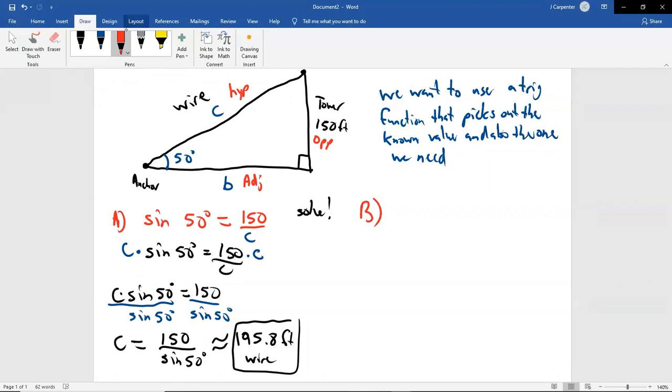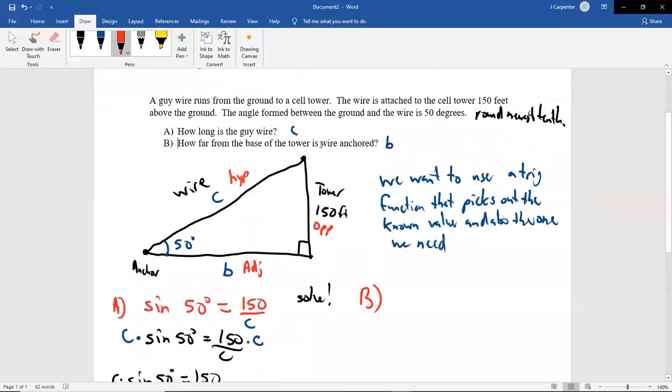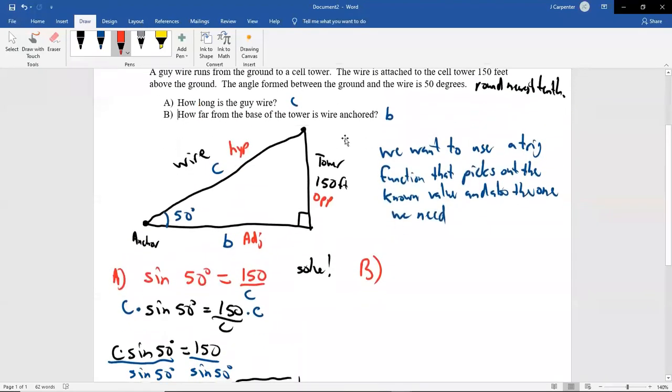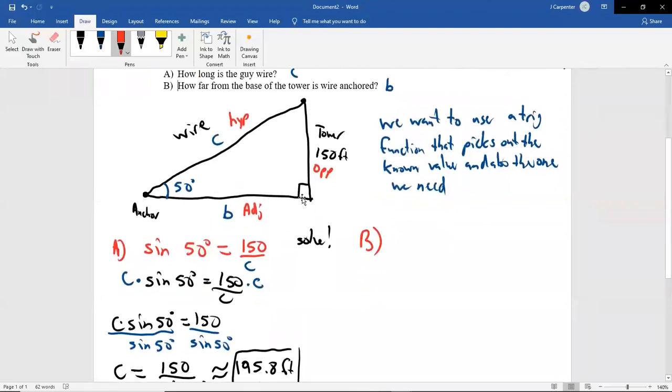Okay. Next question was, again, how far away from the base of the tower is the wire anchored? So the base, that's the horizontal distance between anchor point and the bottom of the tower. We call it little b, which is the adjacent in terms of 50 degrees. So again, we want to use a trig function that picks out the known value and the one we need. Now we actually know two values, technically speaking.